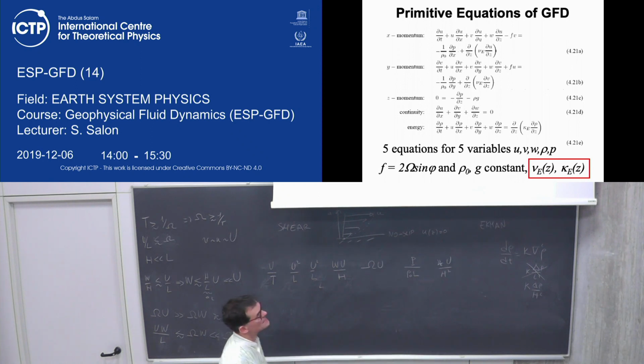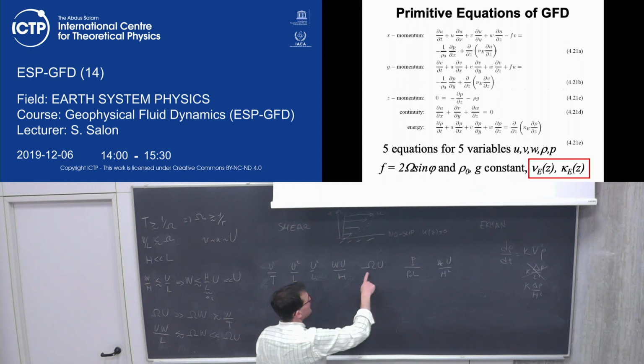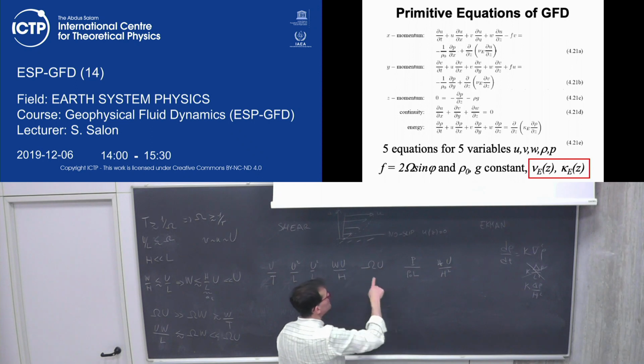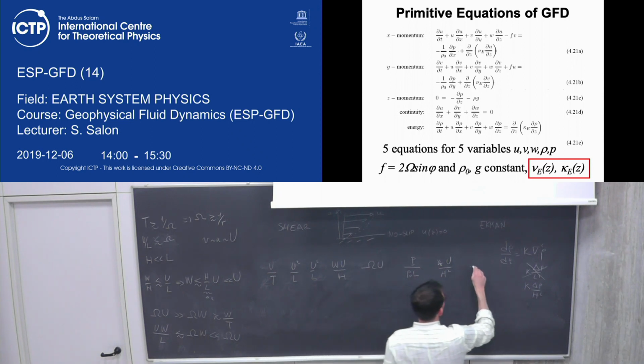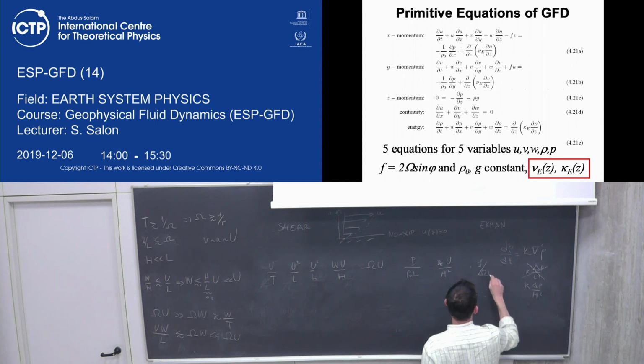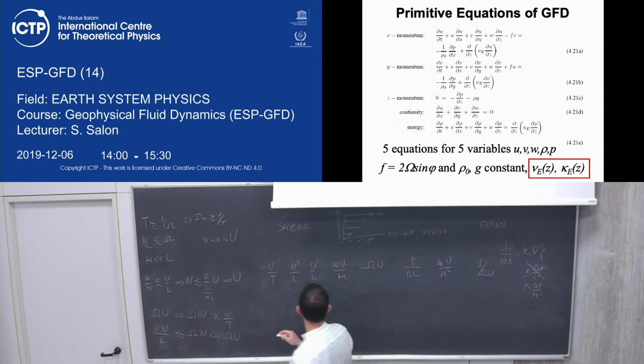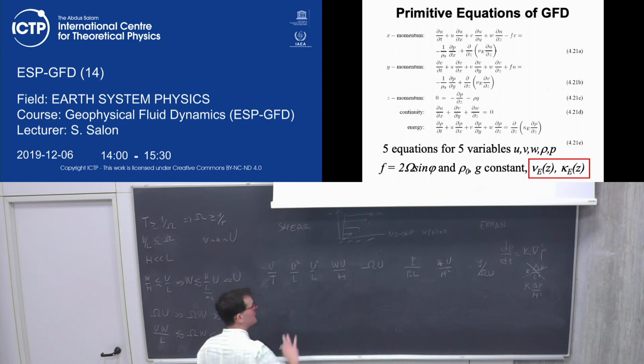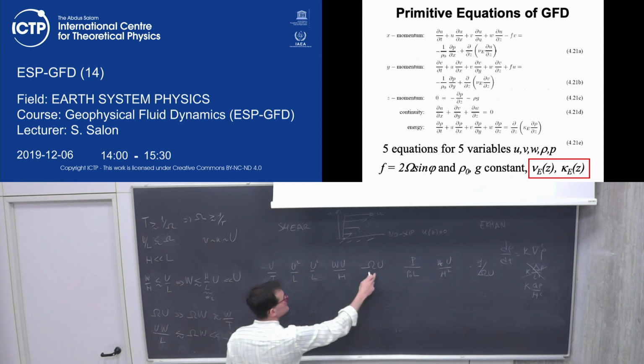In the vertical is the buoyancy term, which has this important role. So we can do something very interesting. We can say how each term compares with the Coriolis term. So we just divide all these equations, like in scale analysis, by this term.